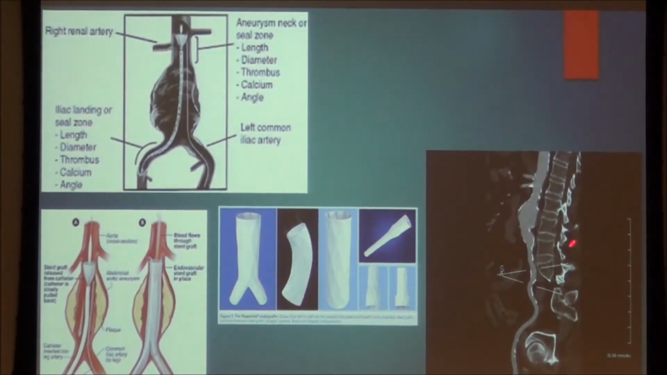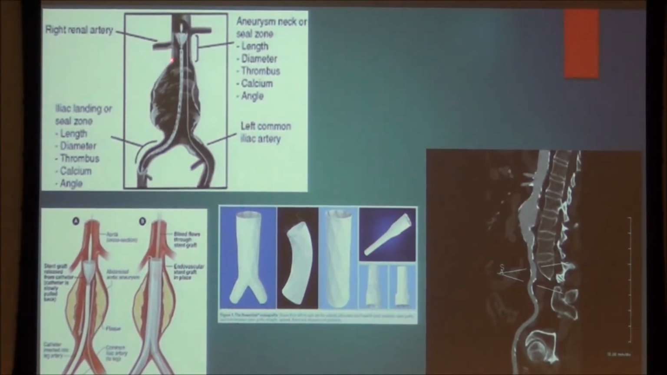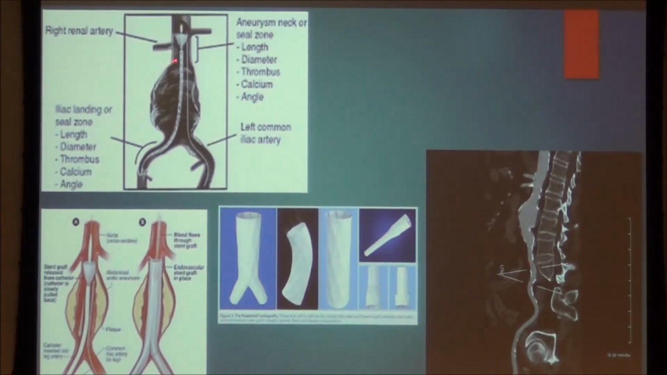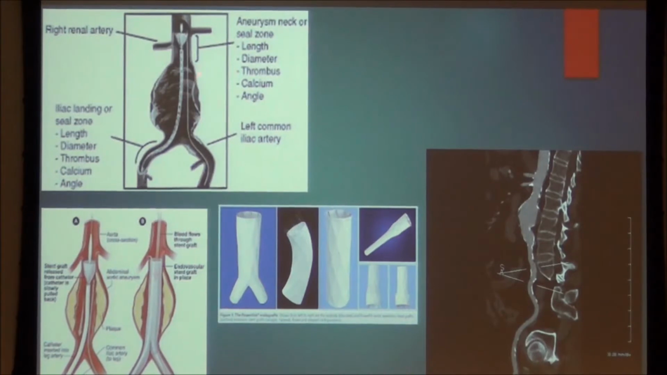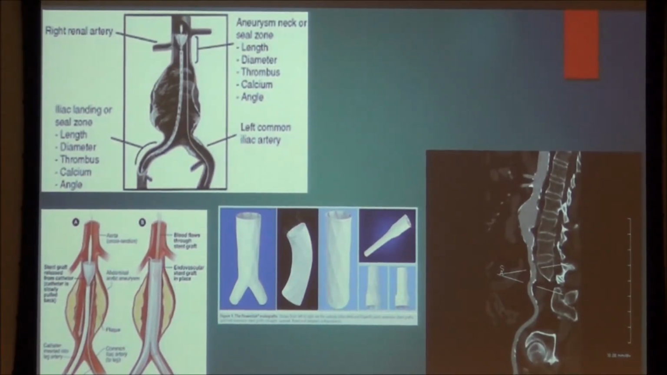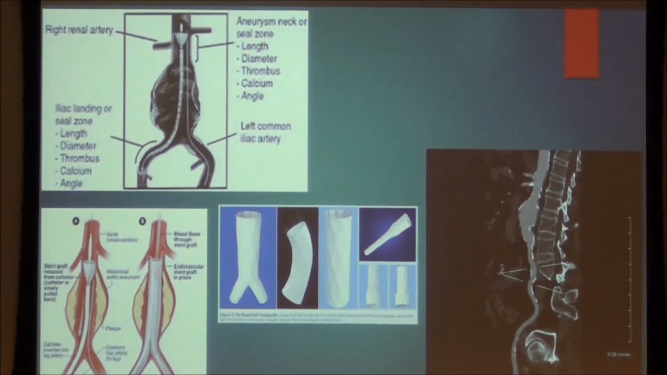Well, this is a reconstructed image of the aorta for evaluation of the neck. Neck is the distance between the lowest renal and where the aneurysm starts, the seal zone or neck. So for us, the minimum length used to be 1.5 centimeters. Now we can do less than 1 centimeter. We can repair aneurysm with less than 1 centimeter of sealing zone, and it's successful.